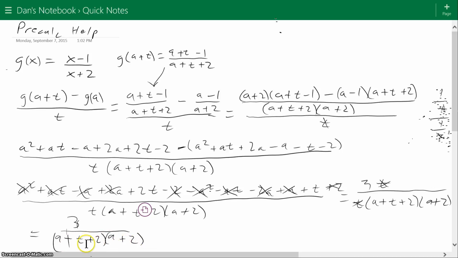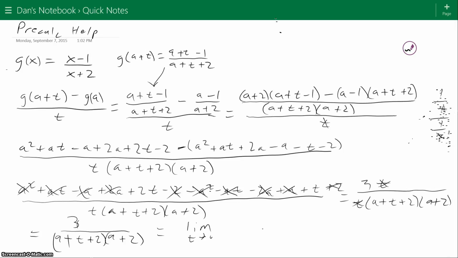Now if that needs to be foiled out, then take the a times everything, the t times everything, the 2 times everything. But where this is headed, and I'll just allude to where this is going, if I take the limit as t approaches 0, so as we get almost no difference in x, the t will end up becoming 0, and you're going to end up with 3 over a plus 2 times a plus 2.